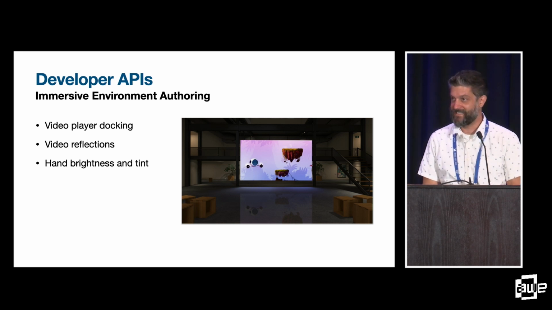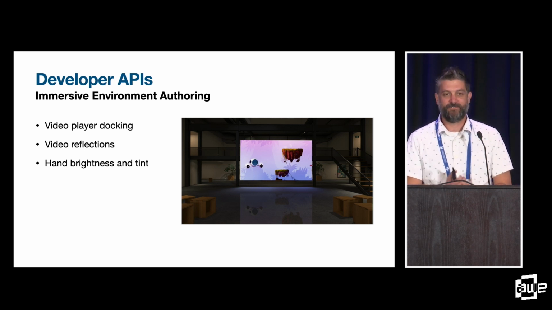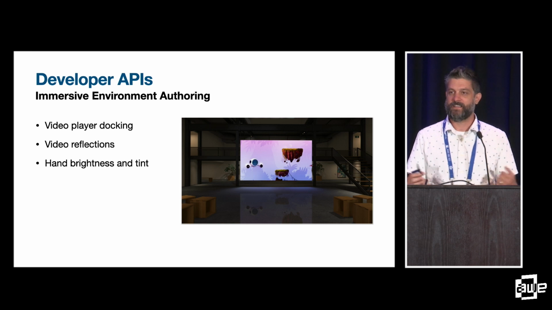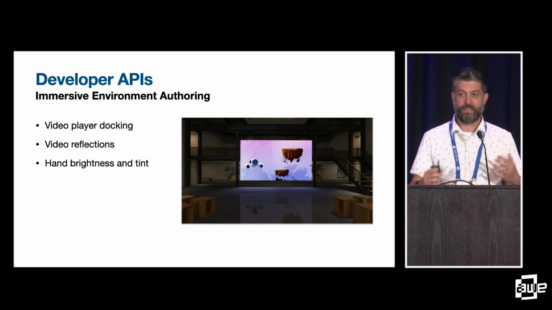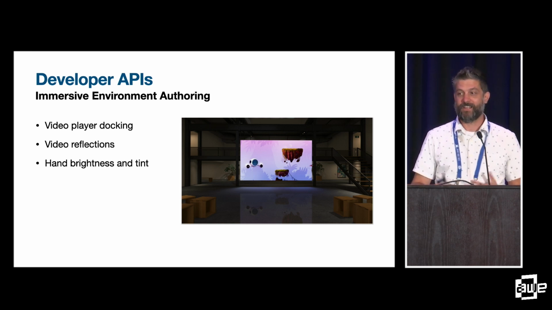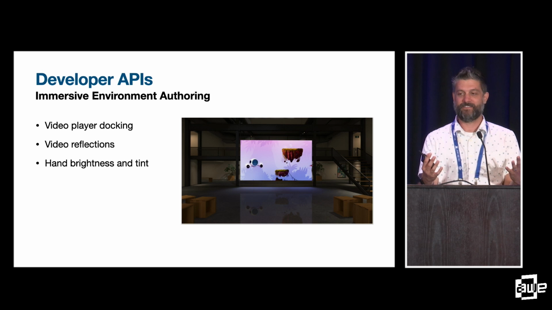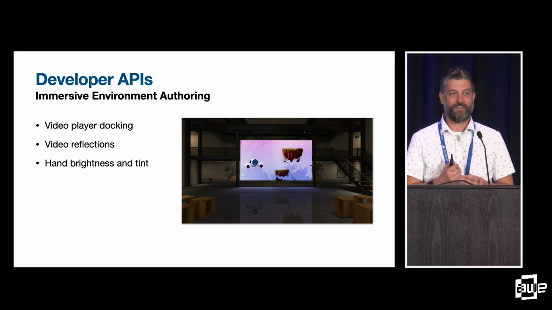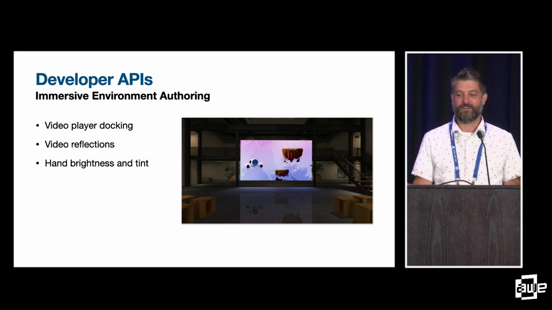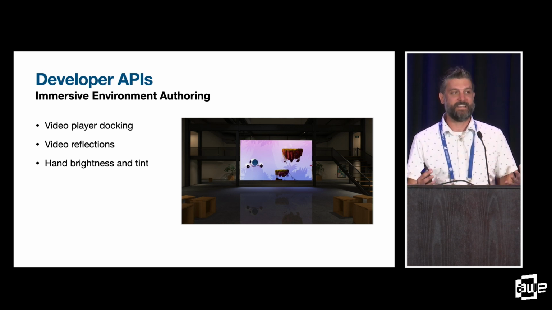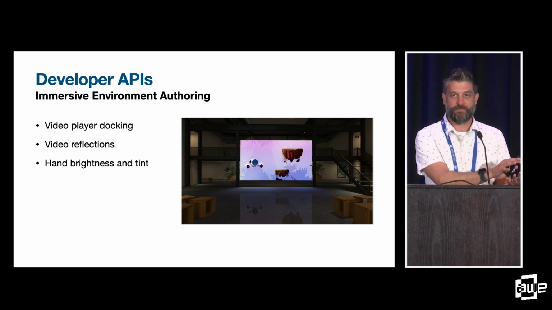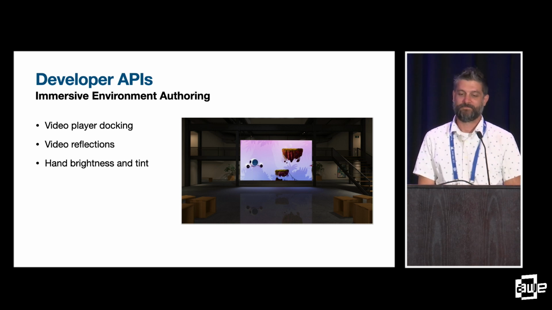Hand brightness and tint. I'm not sure if you've been in an immersive scene in the Vision Pro where it might be pretty dark, but your real-life environment is very well lit. If you look down at your hands, they're super bright, and it takes you out of the immersion completely. So with visionOS 2, you can now control the hand brightness and the tint. So if your immersive scene is really dark, you can just tint the hands to be pretty dark as well.